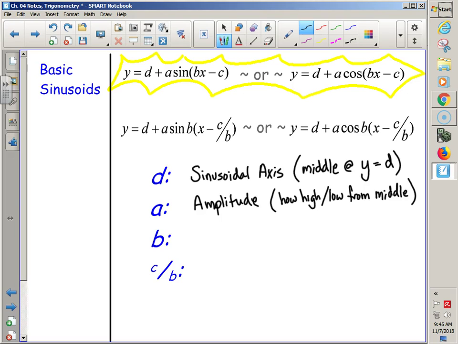We have 2 other ones we're going to look at tomorrow and put it all together and see, is there an easier way to graph these guys without having to take 5 points and change them all with the transformations?